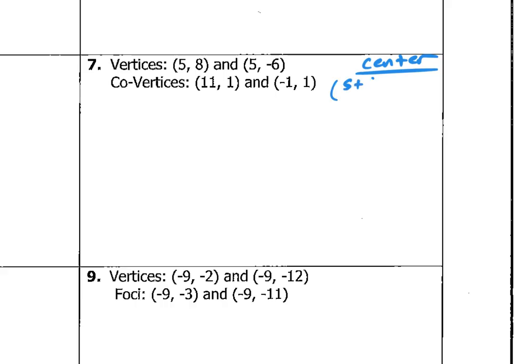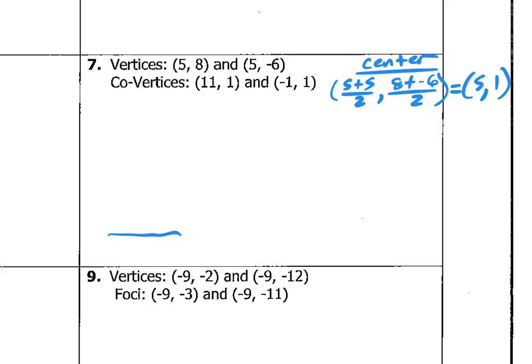I'm going to go 5 plus 5 divided by 2 and 8 plus negative 6 divided by 2. 5 plus 5 is 10. 10 divided by 2 is still 5. 8 plus negative 6 is 2. 2 divided by 2 is 1.